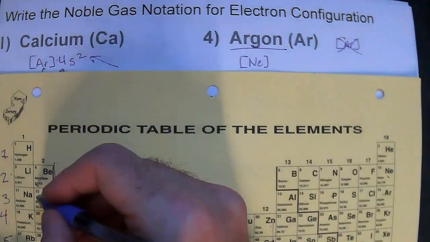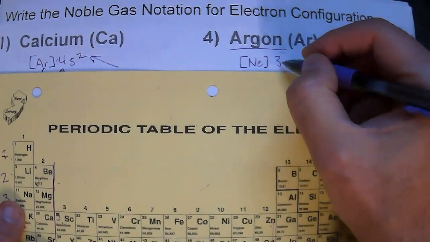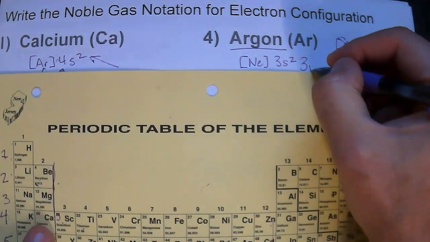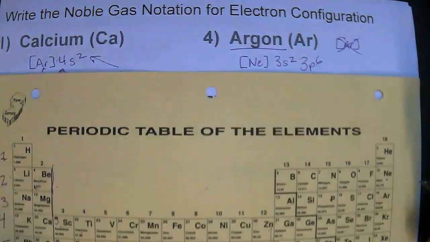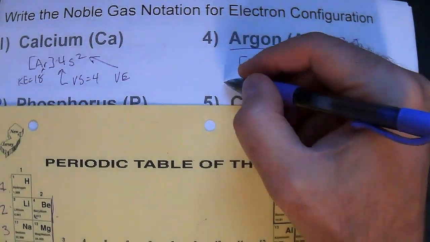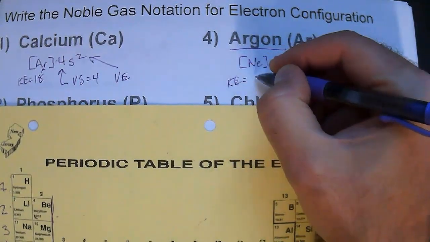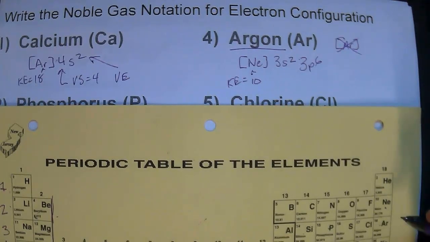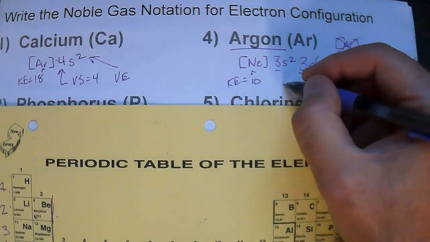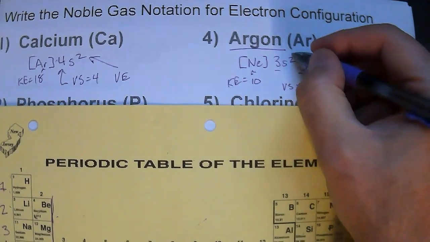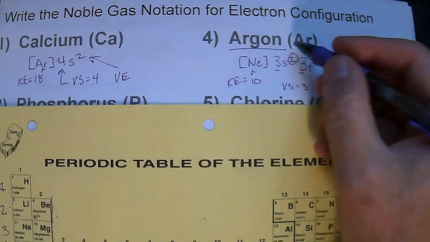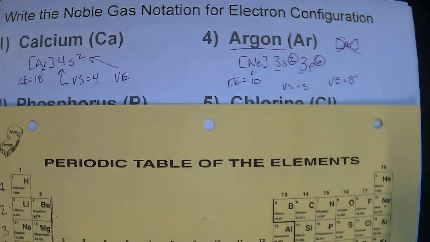So now we have to come down to 3s2. And then we make the big leap over here to 3p6: 1, 2, 3, 4, 5, 6. Now if we look, kernel electrons here is 10 because that's how many electrons neon has. And then we have the valence shell, which is 3. And then here we have valence electrons, which is 8. And we know that the noble gases are characterized by having a full valence shell, 8 electrons.